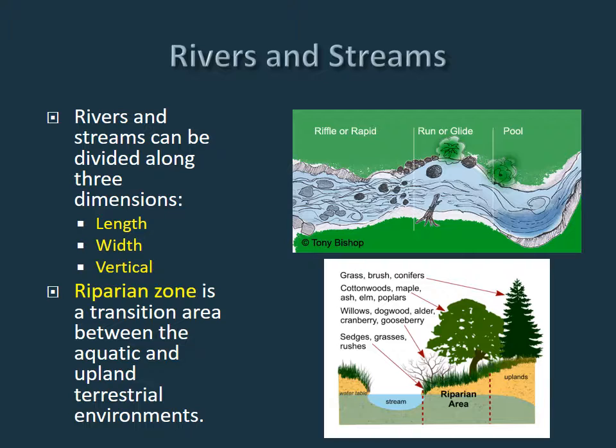So when we look at a river and a stream, we talk about 3 different dimensions, and these all affect the characteristics of the stream, and those are the length of the stream. So you might look at how long it is from one segment to another. You might look at the width, so how far it is across here, or the vertical dimension, or the depth and how deep it is. And so each of these features can impact the water flow and the type of organisms that live there.